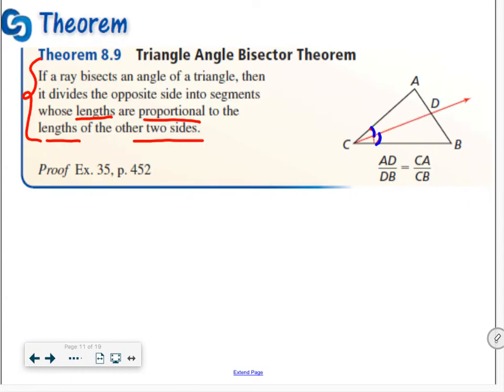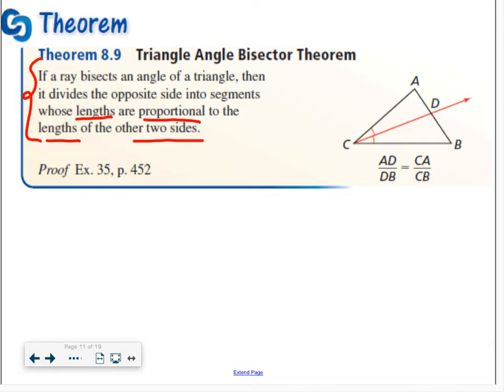But what it's saying is when we have this bisector, it's taking this side and splitting it so that the two pieces it's split into, AD compared to DB, which is this piece, is going to be equal to the side that AD is on, which is AC, compared to CB. That's one proportion, but we know lots of times there's many other ways we can write proportions.